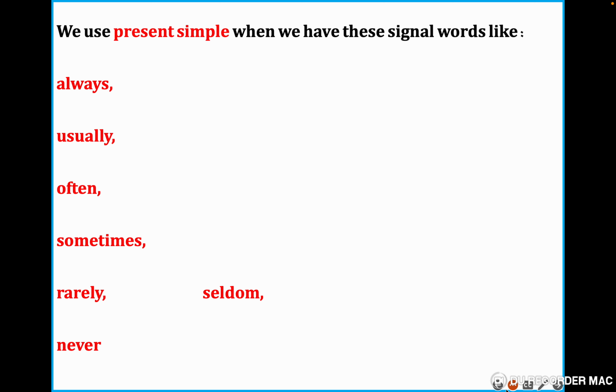We use present simple when we have these signal words like always, usually, often, sometimes, rarely, seldom. Seldom means rarely, never. So if you remember these, we call them in English adverbs of frequency or frequency adverbs. So with frequency adverbs, we use present simple. Remember this rule as well.